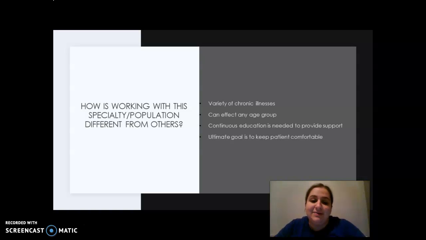And what's different about this population is that the ultimate goal is just to keep the patient comfortable. The social worker knows that the patient, unfortunately, is not going to get better. They're just trying to keep the patient comfortable during the end-of-life stage.